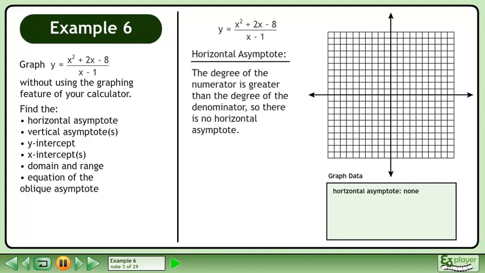We'll begin with the horizontal asymptote. The degree of the numerator is greater than the degree of the denominator, so there is no horizontal asymptote.